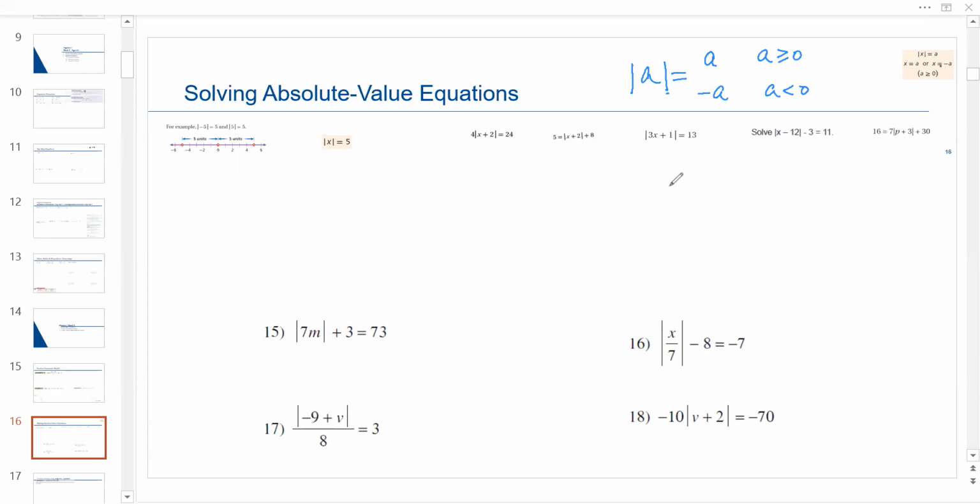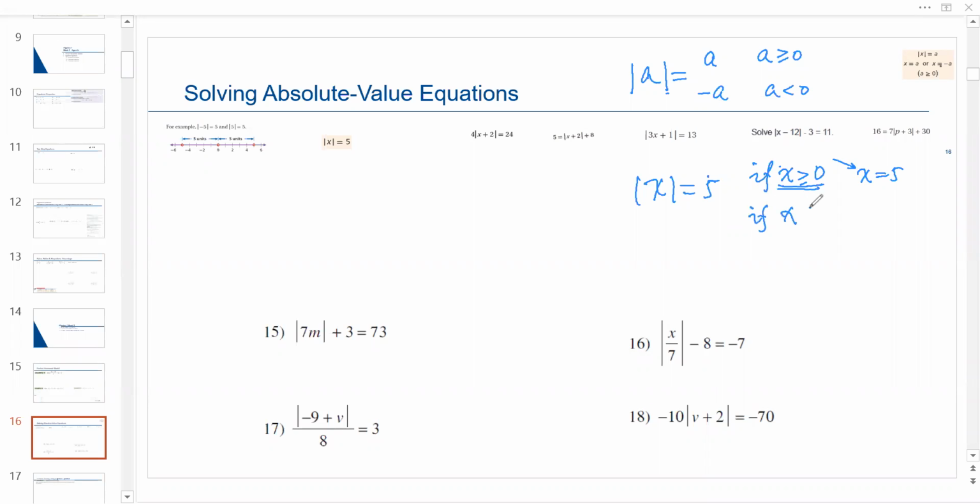Okay, so something like absolute x equals 5. We can say if x is greater than 0, we can get rid of the absolute value, so x equals 5. Or you can say x is greater than or equal to 0. So these kinds of absolute values can be removed, and you can directly get these answers, right?